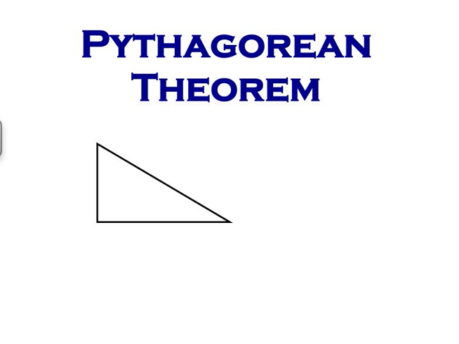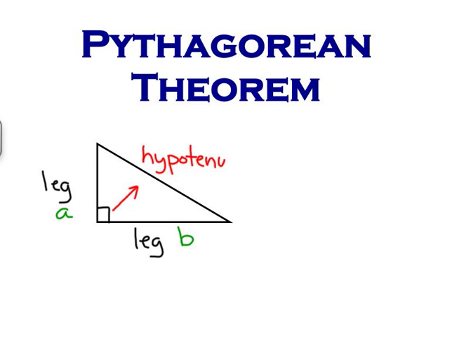The sides that form the right angle are called the legs. We use the variables a and b to represent the legs. The side across from the 90-degree angle is called the hypotenuse. We use the variable c to represent the hypotenuse.